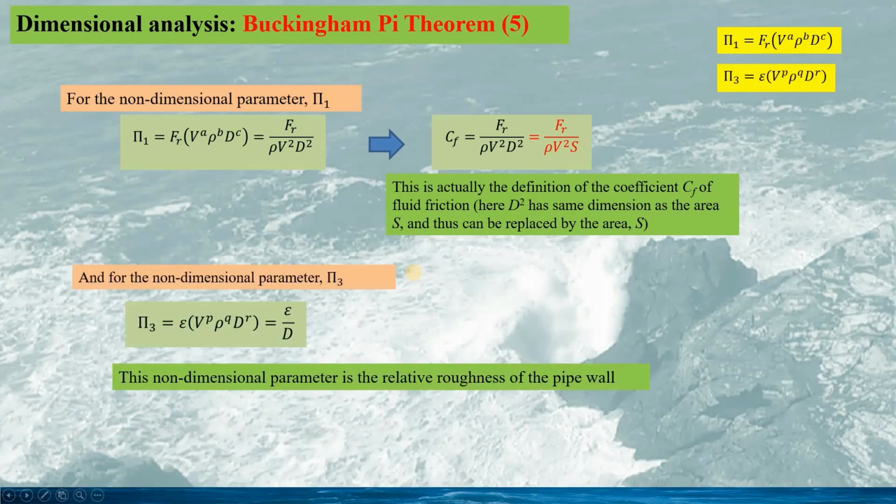Similarly, for the third non-dimensional parameter, pi 3, which is constructed with the pipe wall roughness epsilon, and using the dimensional analysis, we can solve the power indices P, Q, R, and we can obtain the expression for the non-dimensional parameter pi 3 as this. And this non-dimensional parameter is the relative roughness of the pipe wall.